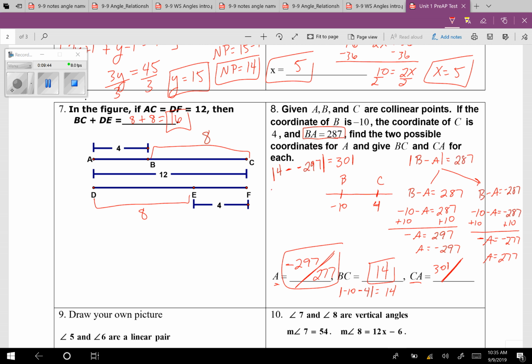Or you have C minus, and then what's our other value for A? 277. And so 4 minus 277, that gives you negative 273, but then you need the absolute value. So just 273. And that's how you find that.